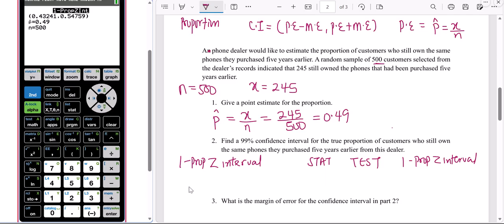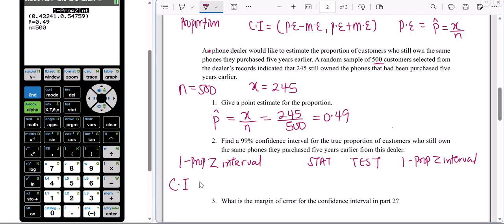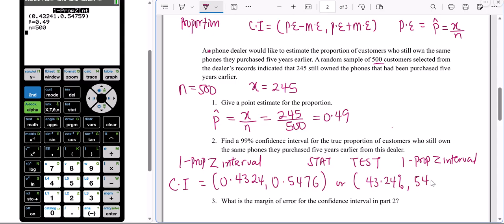So the confidence interval, you can see that our P-hat is 0.49, just like this, 0.49. But the confidence interval for this is 0.4324, 0.5476. Or you can put this in percentage, which is 43.24%, 54.76%.